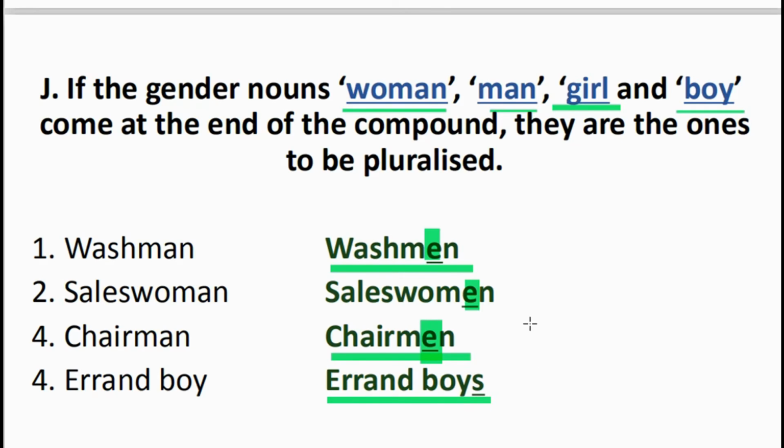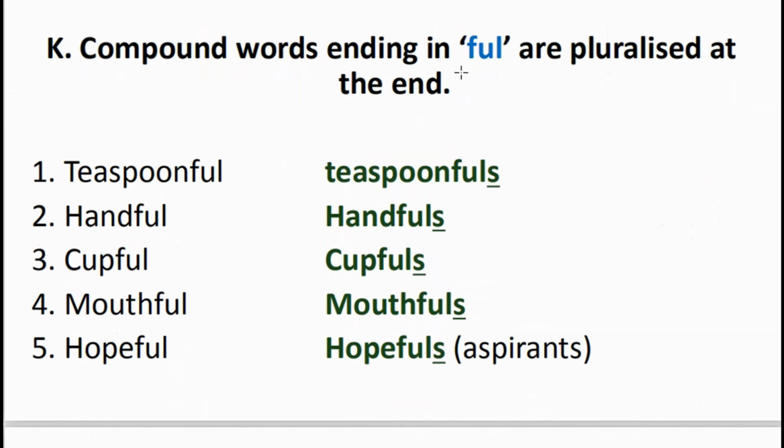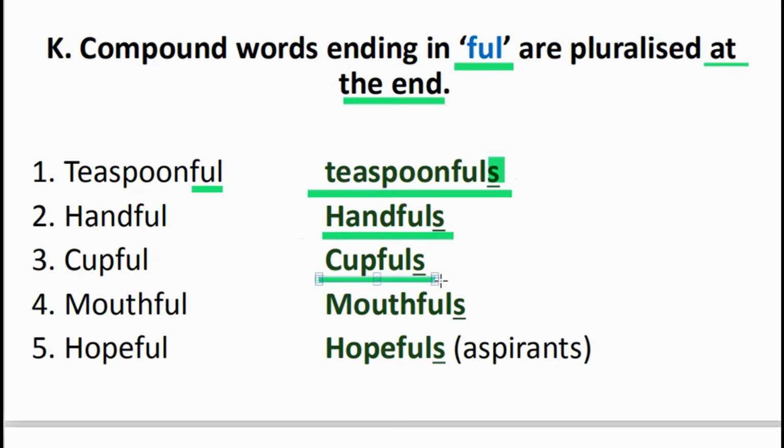Compound words ending in FUL are pluralized at the end. Teaspoonful becomes teaspoonfuls. Handful becomes handfuls. Cupful becomes cupfuls. Mouthful becomes mouthfuls. Hopeful becomes hopefuls.